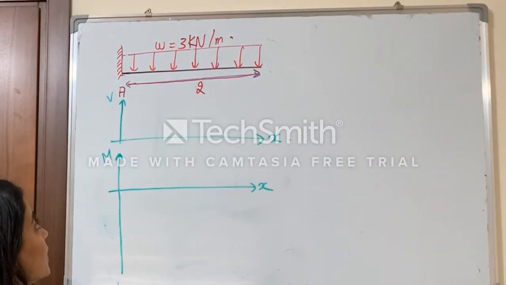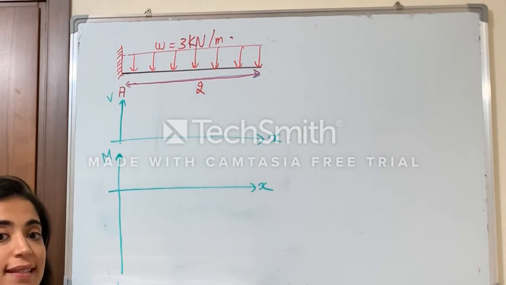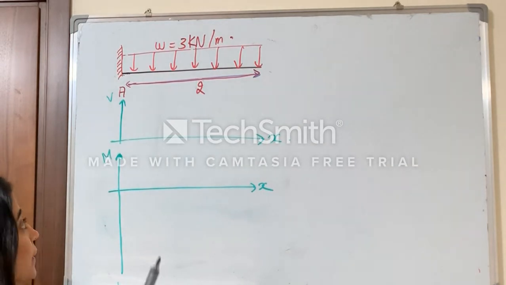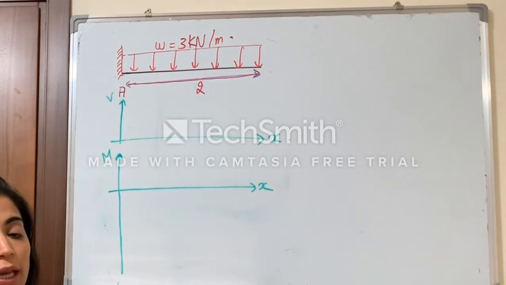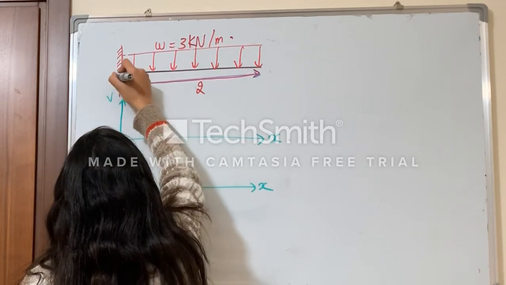Okay, now guys, this is an example of a cantilevered beam. So why do I have to call this a cantilevered beam? Because in fact, I have a fixed support here and it is free to move at the other end. Now, fixed support means that I should have three reactions. One is vertical and one is horizontal.